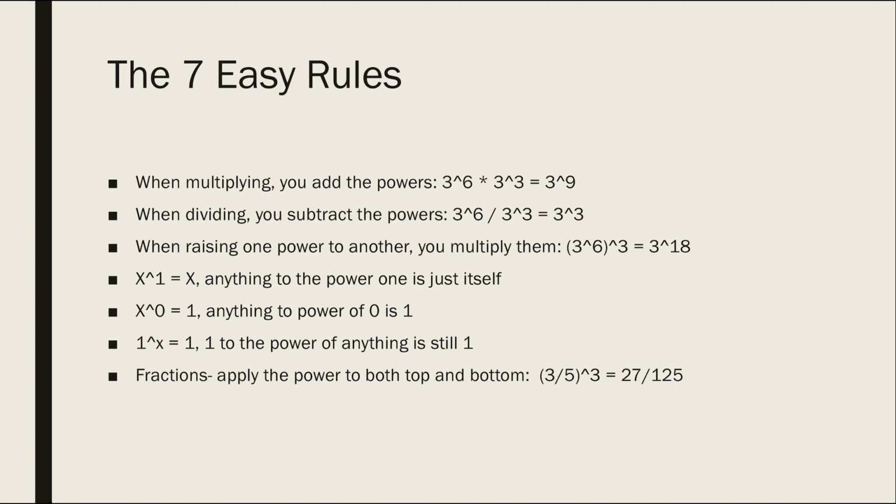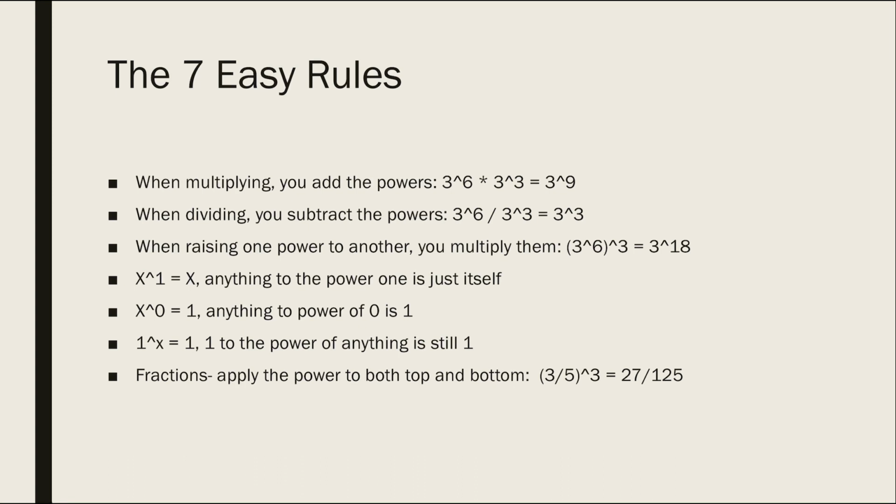The third rule is that when raising one power to another, you multiply them. So, 3 to the power 6, in brackets, to the power 3, is equal to 3 to the power 18, because 6 times 3 is 18. The fourth rule is that x to the power 1 is equal to x. So, I'm going to try to summarize it by saying that anything to the power 1 is just itself.